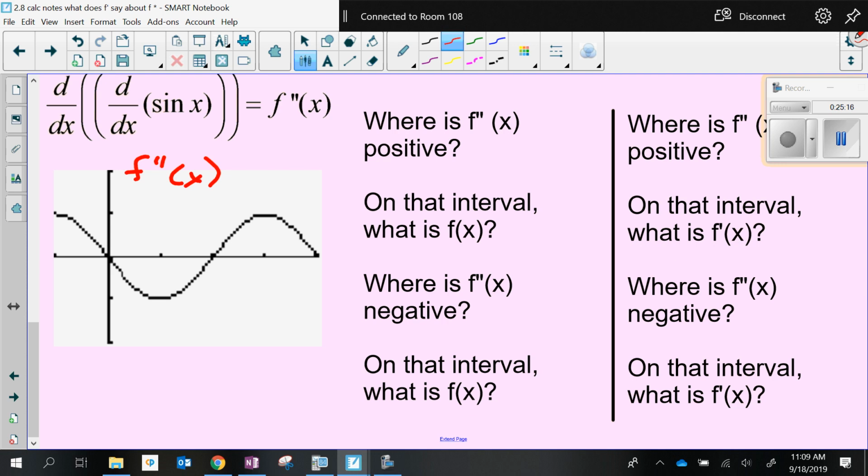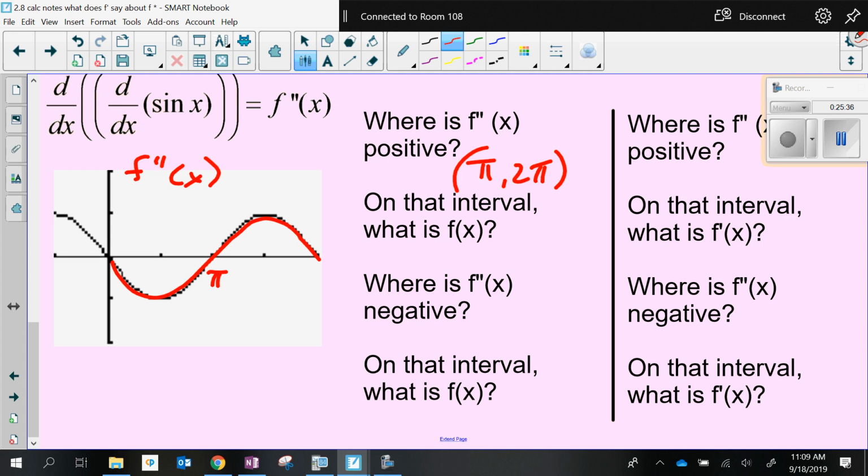Oh, it's different ones. Okay. This is F double prime. Where is F double prime positive? And again, we're just looking at this. Very good.